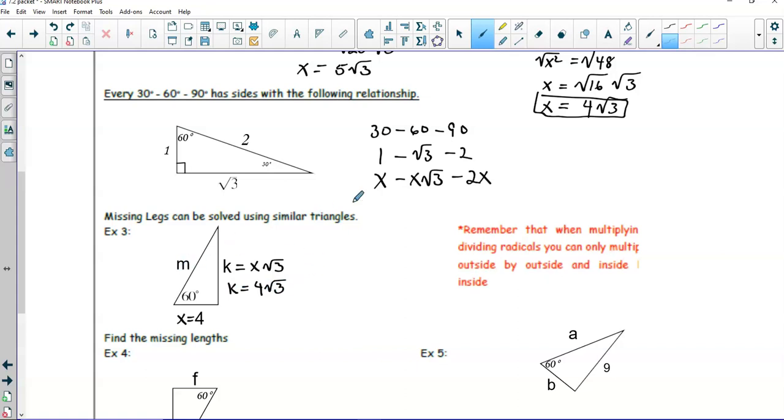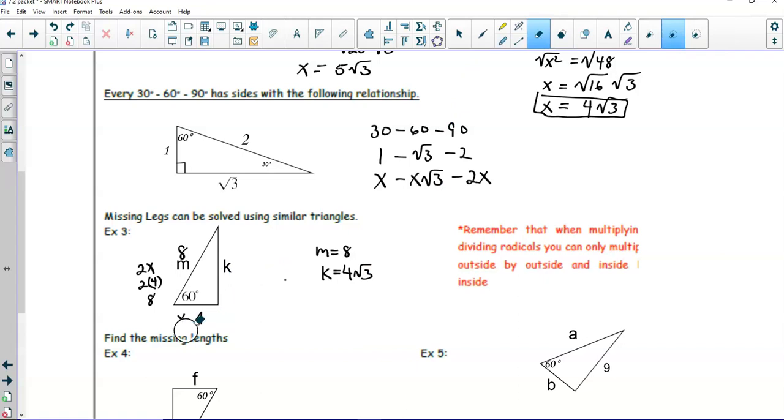And m right here should be 2 times x. Well, 2 times x is 2 times 4, and 2 times 4 is 8. So that means m is 8. K is 4 square root of 3. So now I have my answers, you see. M equals 8, while k is equal to 4 square root of 3. Let me do that again for you. Notice how I started.